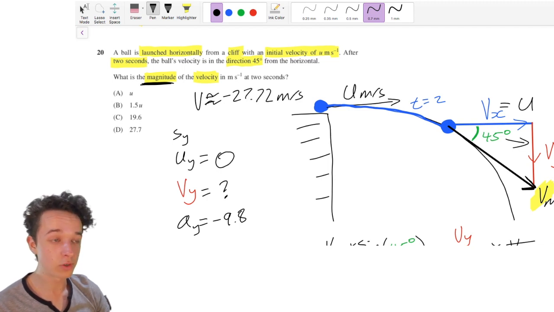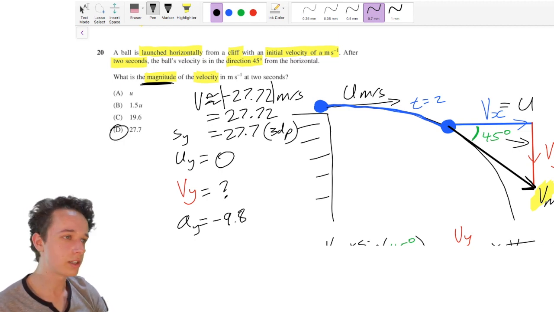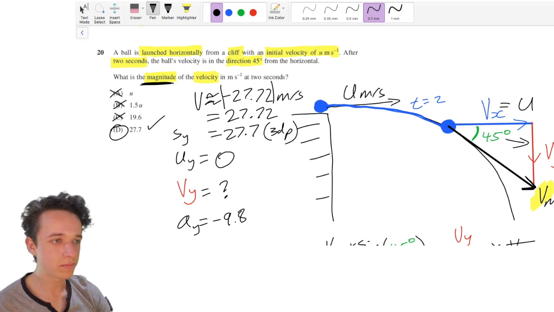Now the magnitude of this, right, if we take the absolute value of this, it is 27.72. And if we round that to 3 significant figures, we get 27.7. And that is option D here. Okay, so option D is the correct option.